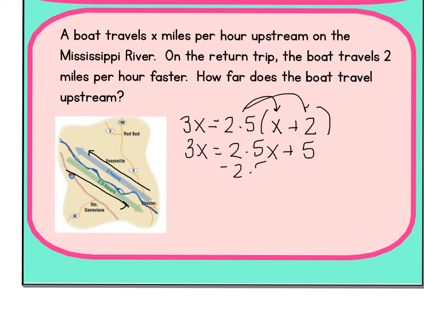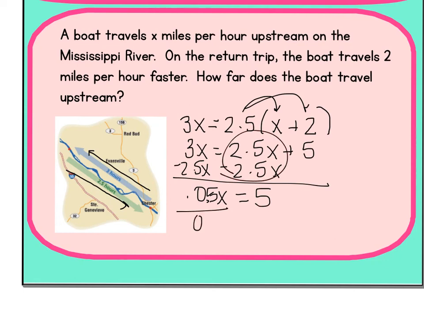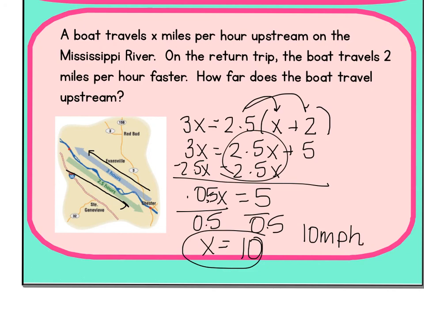We'll take away 2.5x from both sides. That leaves us with 0.5x equaling 5. Divide by 0.5, and x equals 10. So to answer the question, the boat travels 10 miles per hour for 3 hours upstream, which gives us 30 miles.